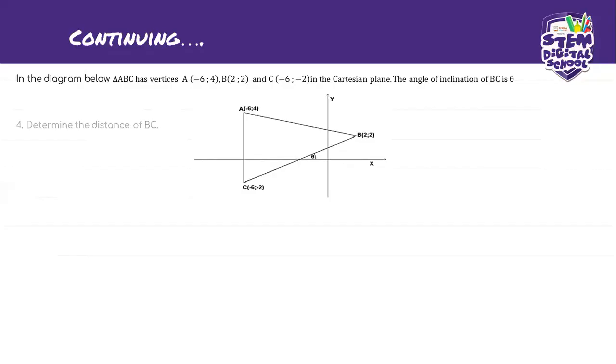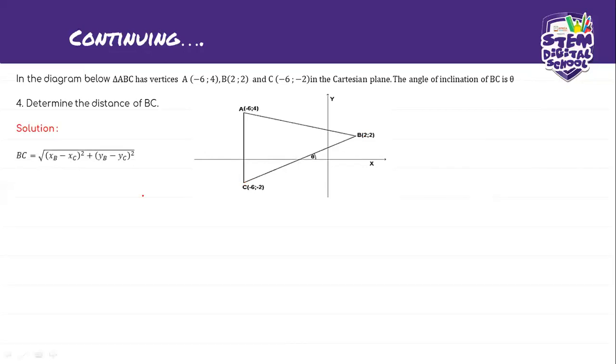Let's have another question. Determine the distance of BC. This is the point B, this is the point C. We are now looking for the distance. So you just have to go to the formula sheet and take the distance formula, then you just substitute. And then let's see the solution.